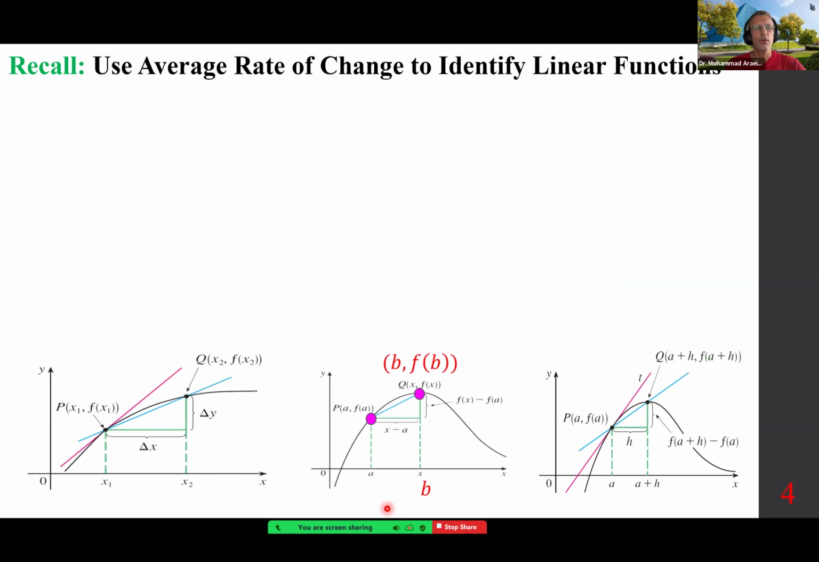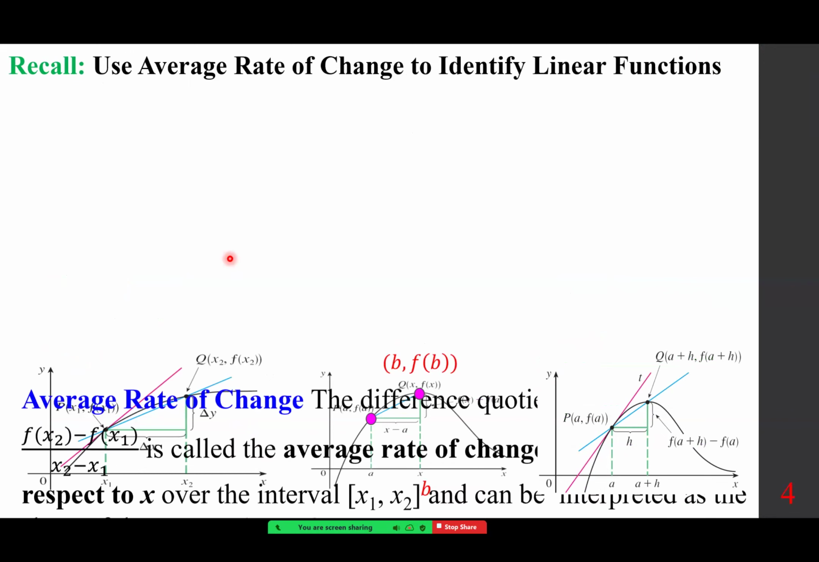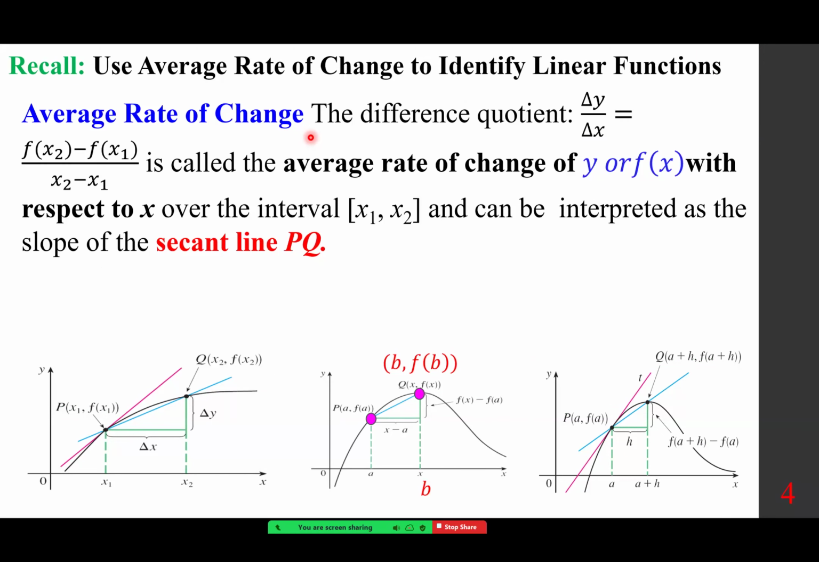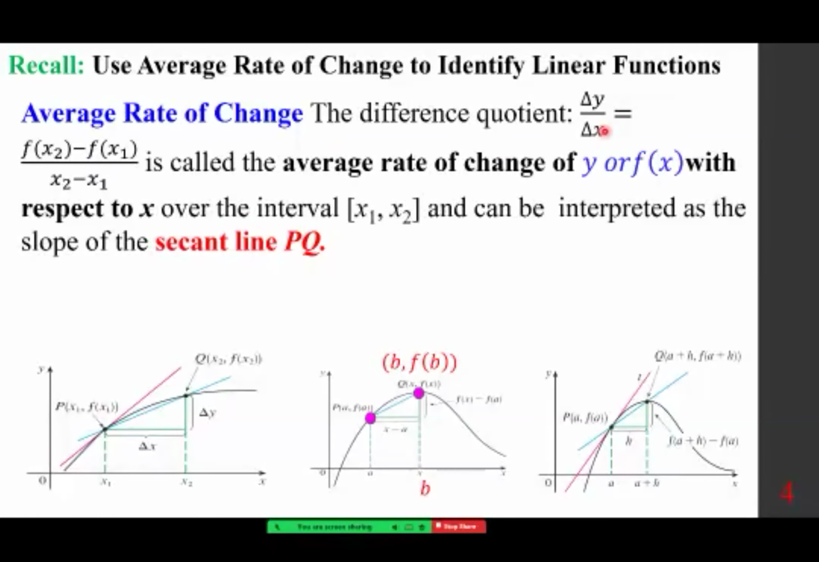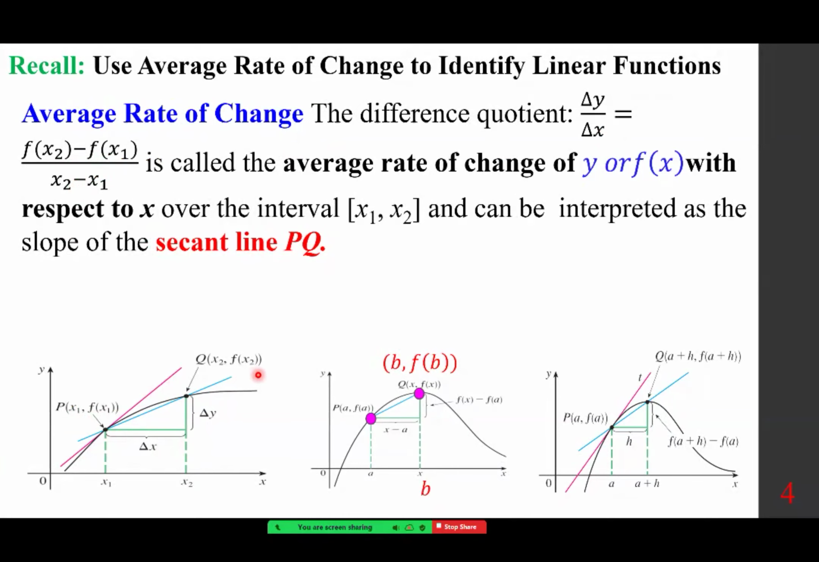So we looked at the concept of average rate of change of y with respect to x, which simply put means rise over run. The average rate of change, the difference quotient, delta y over delta x, equals f of x sub 2 minus f of x sub 1 over x sub 2 minus x sub 1. If we look at the first one, the 2 points have coordinates used here: x sub 1, f of x sub 1, and x sub 2, f of x sub 2.